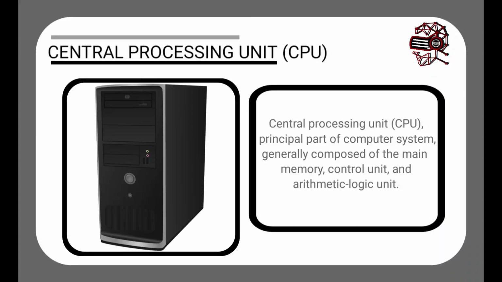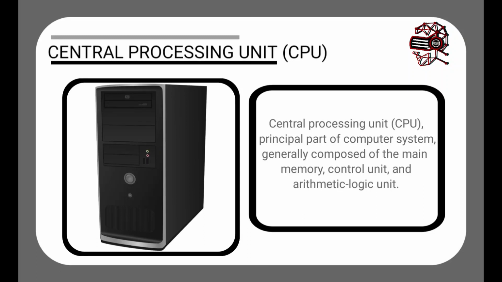1. Process data. The primary function of the CPU is to process data. It performs various operations on data, such as mathematical calculations, logical comparisons, and data manipulation. For example, when you perform calculations in a spreadsheet, the CPU processes those mathematical operations.